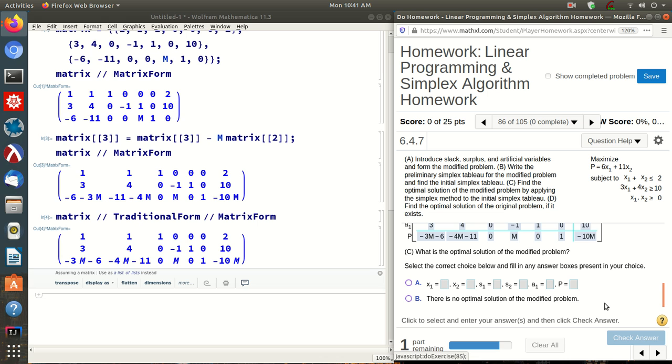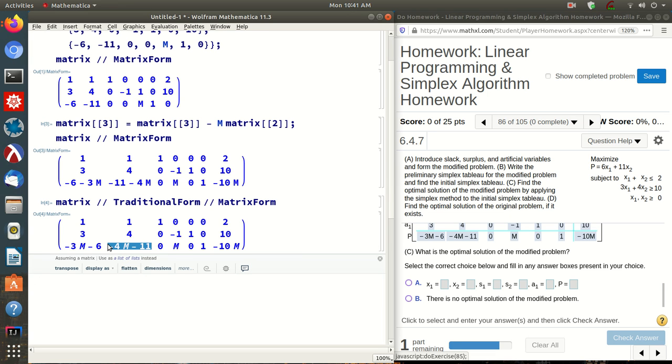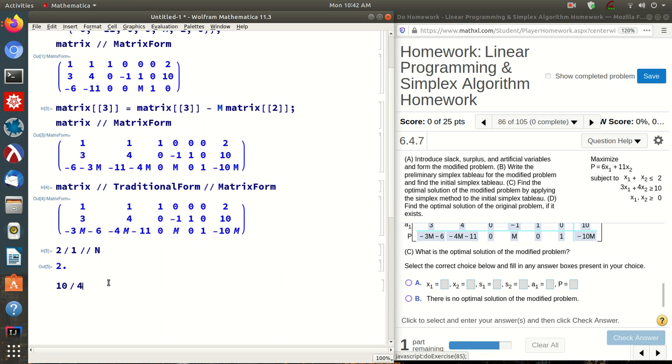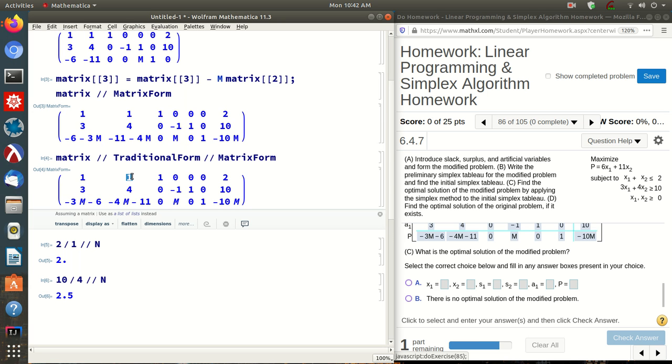What is the optimal solution of the modified problem? Select the correct choice below and fill in any answer boxes present in your choice. So where should we start pivoting? We need to start pivoting in this column, because negative 4m minus 11 is the most negative number in the bottom row. So 2 divided by 1 is 2, 2 divided by 1 is 2, and 10 divided by 4 would be 2.5. So 2 divided by 1 is smaller. We're going to pivot in the first row, second column.